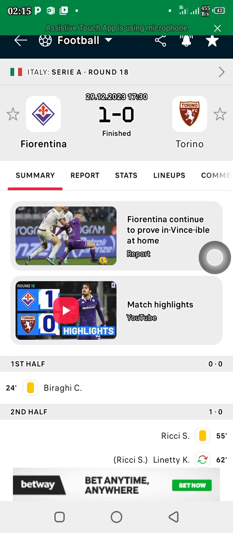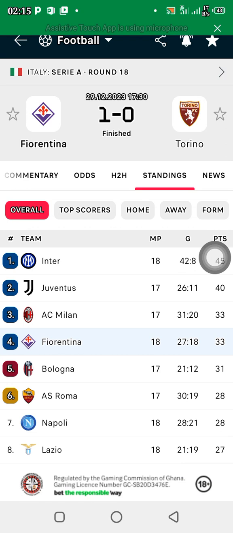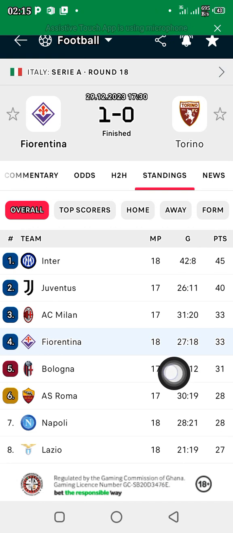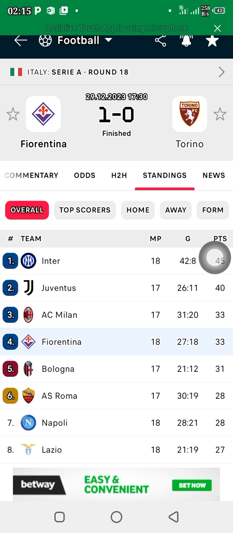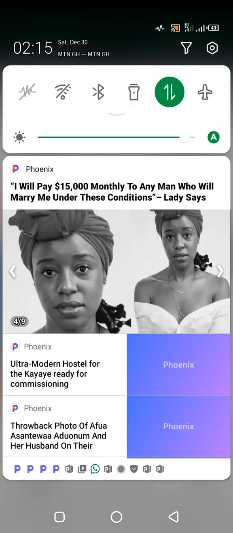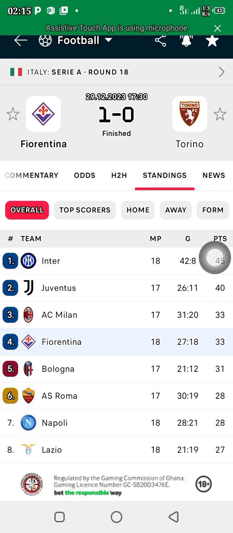So what you need to do is you go to their standing first. You go to their standing and you check Fiorentina. So Fiorentina, they have scored 27 goals and they have conceded 18 goals. That means for every game they always get 2 to 3 goals before they concede.